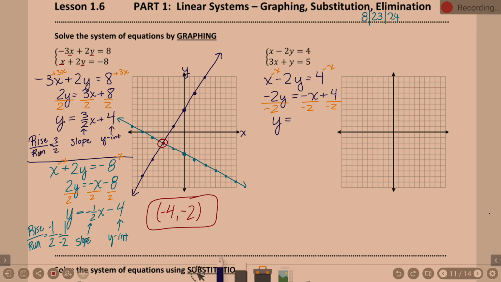What about this one? What's negative x divided by negative 2? Yeah. Negative divided by negative is a positive. So if we think of an invisible 1 in front of the x again, it's a positive 1/2 x. And plus 4 divided by negative 2? Negative 2. Okay. So, y-intercept of negative 2.